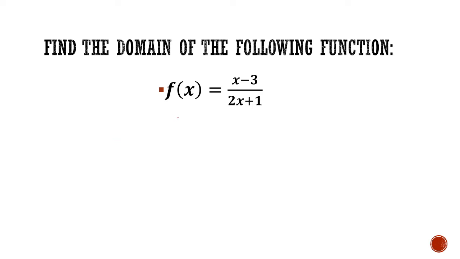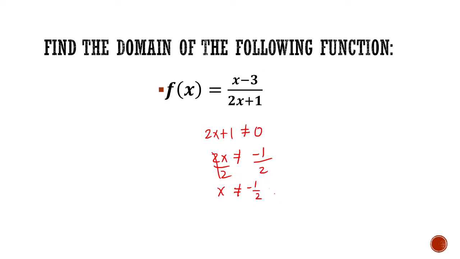So in the previous video, I told you that if you are given a rational function or a fraction, we have to avoid the denominator being 0. Why? Because a fraction with a denominator of 0 is undefined and we don't want that. So to get the domain of this function, we just have to take the denominator, which is 2x plus 1. It should not be equal to 0. Next is to solve for x.